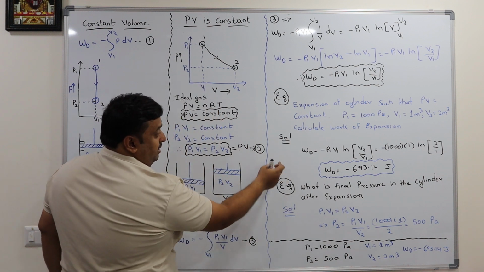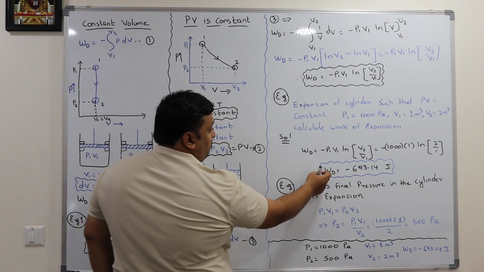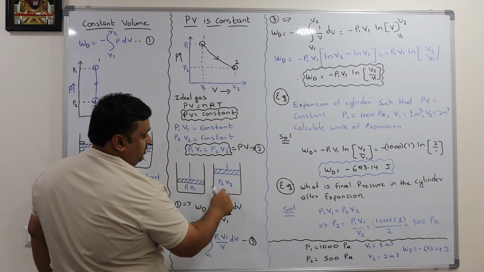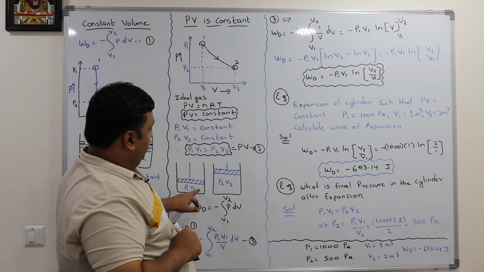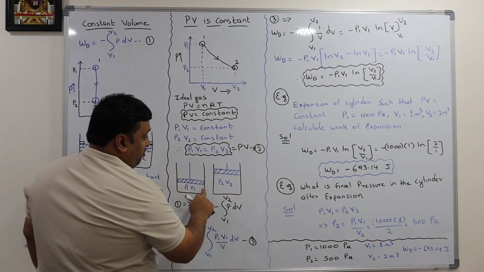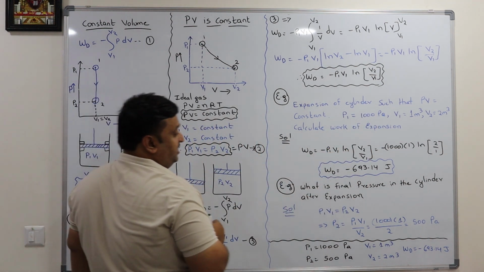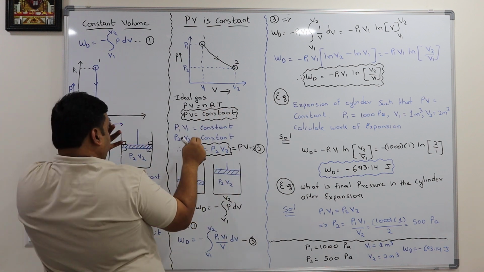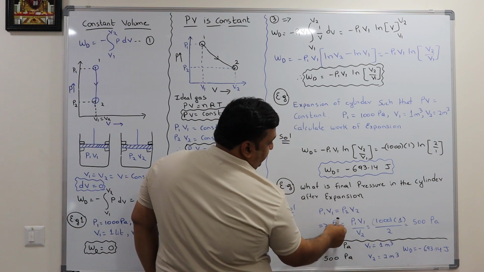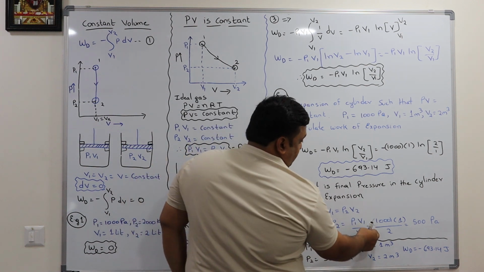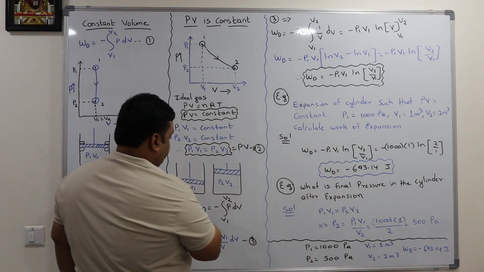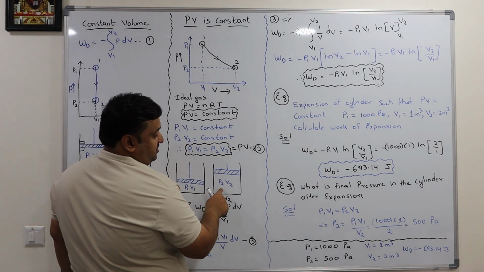So let us continue with this example. Now you know how much work has been done by bringing the system from state 1 to state 2. I know P1, V1 and V2. Then what is P2? I know the initial pressure, which is 1000 pascals. How can we calculate the final pressure? Very simple. I have to use the same expression, P1 V1 equal to P2 V2. From this, P2 equal to P1 V1 by V2, which is equal to 1000 into 1 by 2, which is 500 pascals.